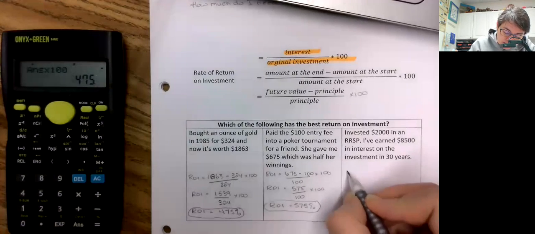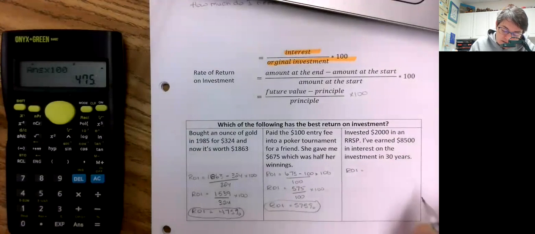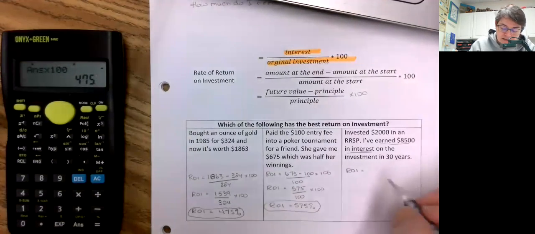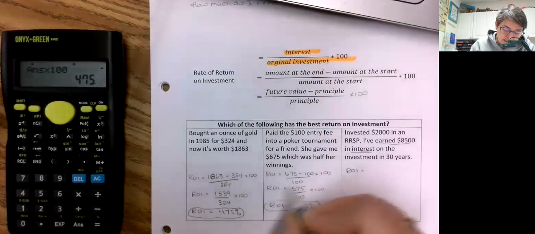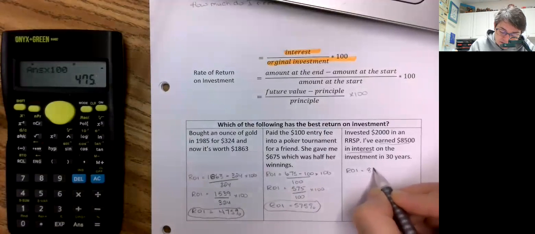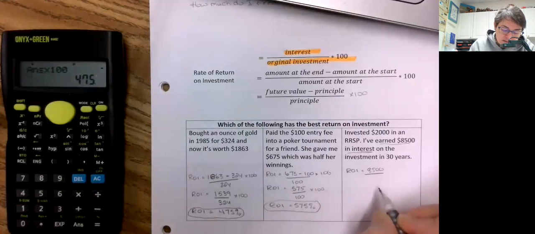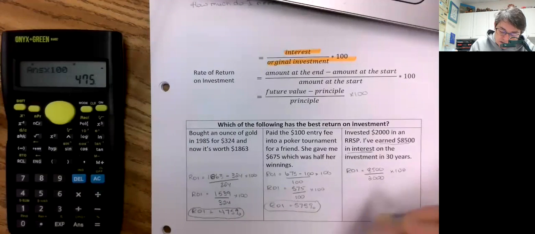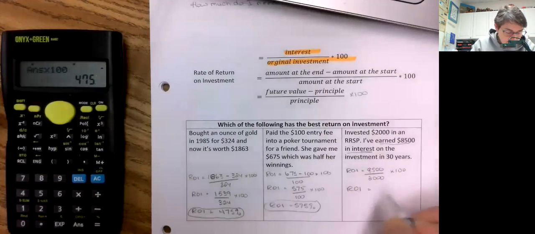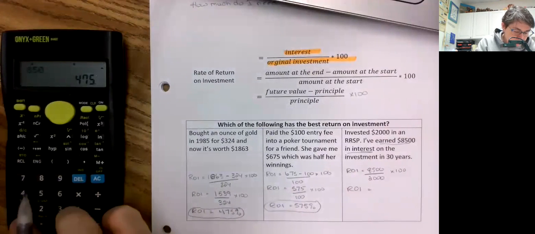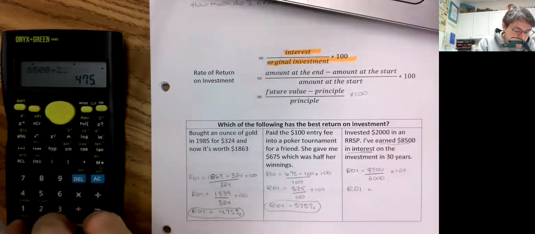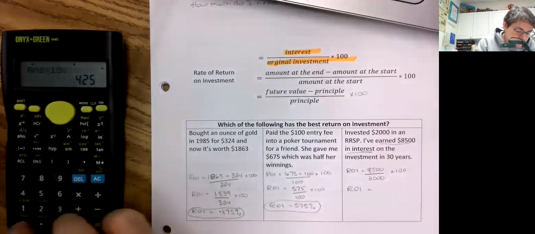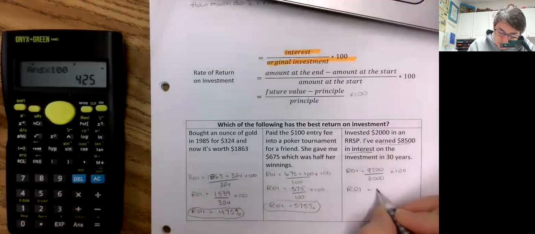And let's look at the last one. Now, this one specifically says I earned in interest. So let's use a formula that has interest in it, right? Because these ones I had to actually figure out how much I made. And my original investment was 2,000. All right, 8,500 divided by 2,000 times 100 gives me 425%.